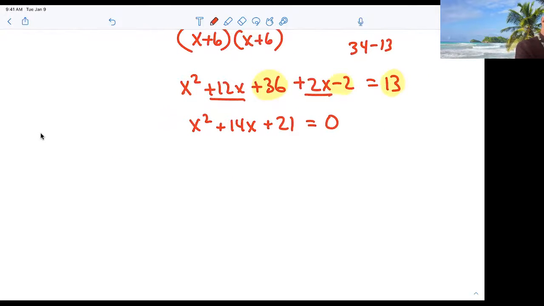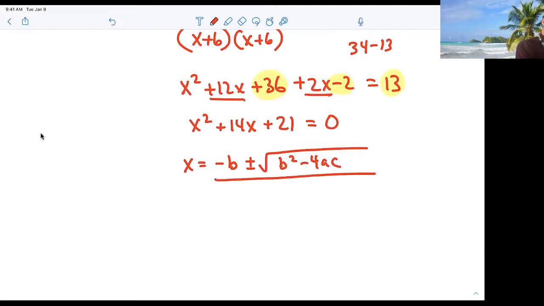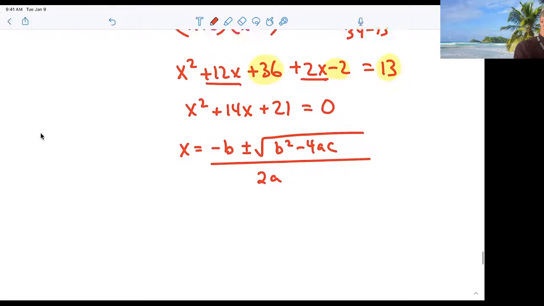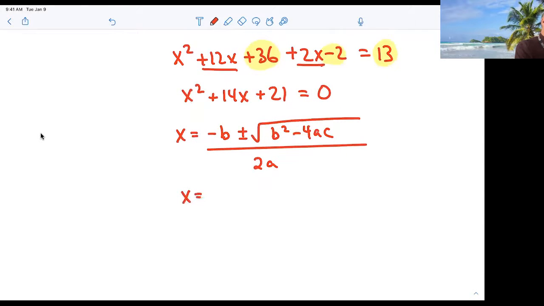So everybody's got to write it down. Let's see what you remembered. x equals negative b plus or minus the square root of b squared minus 4ac, all over 2a. Brilliant. Now I don't have to write a, b, and c anymore because we know what they are. So x equals what? Negative what? 14. Negative 14 plus or minus.